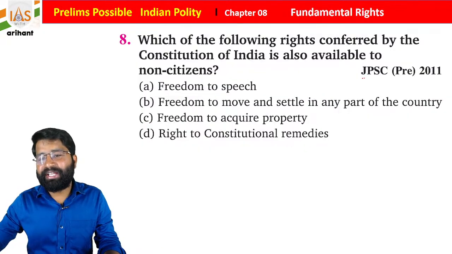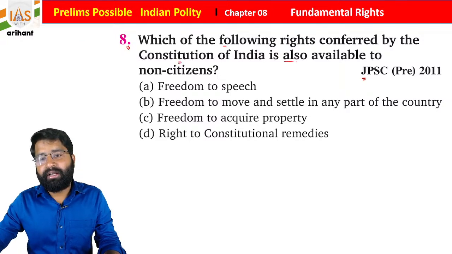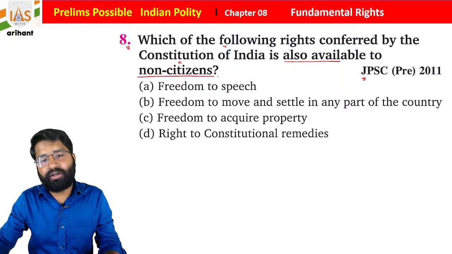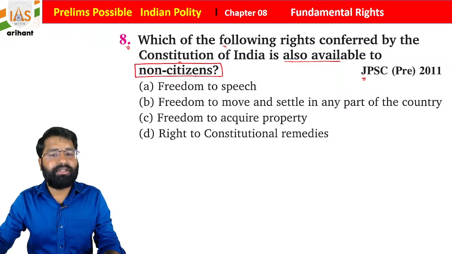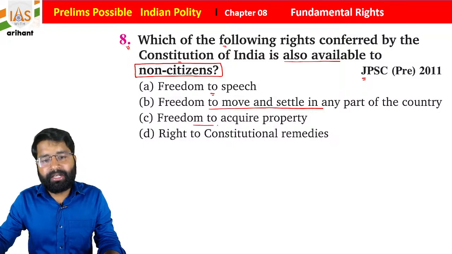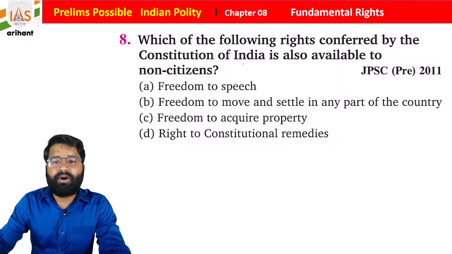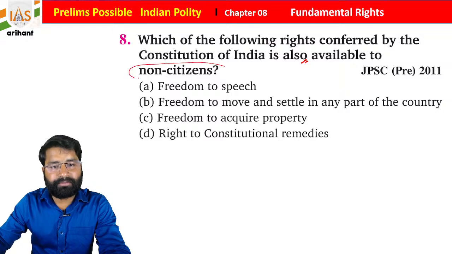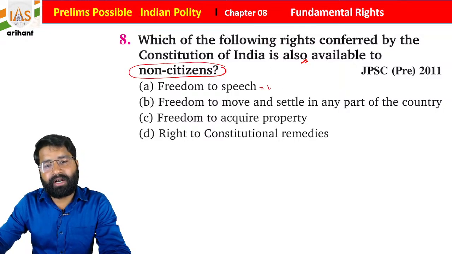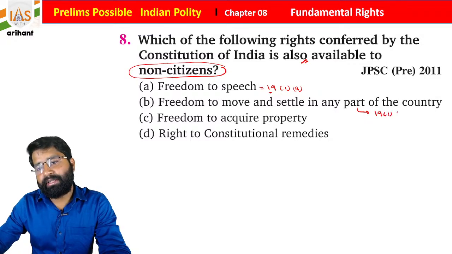So JPSC 2011, question number 8, says: which of the following rights conferred by the Constitution of India is also available to non-citizens? Freedom of speech, freedom to move and settle in any part of the Indian country, freedom to acquire property, or right to constitutional remedies. So which is also available to non-citizens? Students, freedom of speech, as you know, is mentioned at Article 19(1)(a). Freedom to move and settle in any part of Indian territory is Article 19(1)(d) and (e).